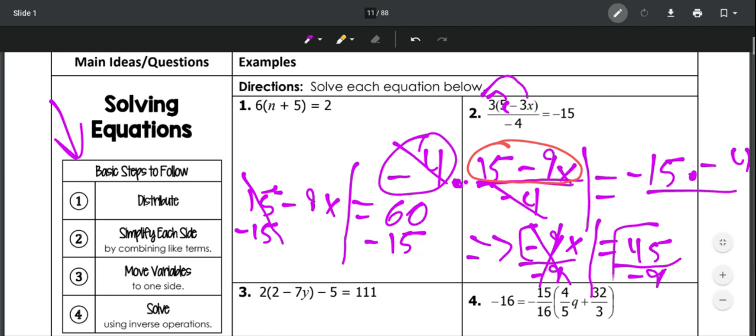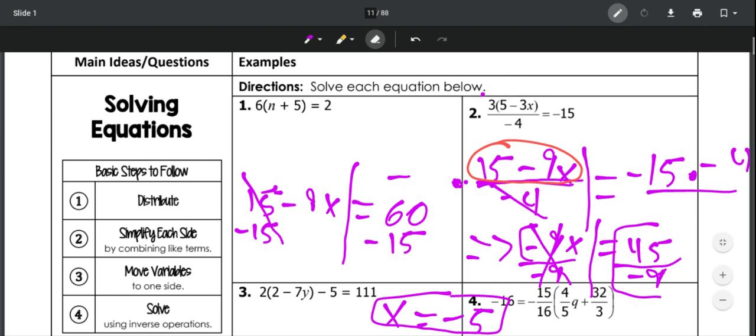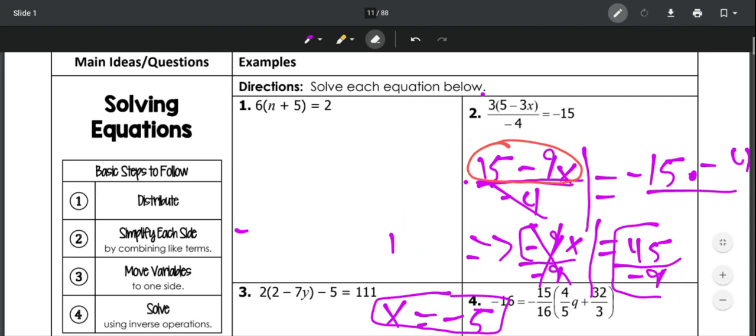So 45 divided by 9, so I'm going to have to write it down here so I have room. So x is going to equal negative 5. And that would be how you do that. Let me pause the video, write this down, because I'm about to erase it. Okay, so gone.